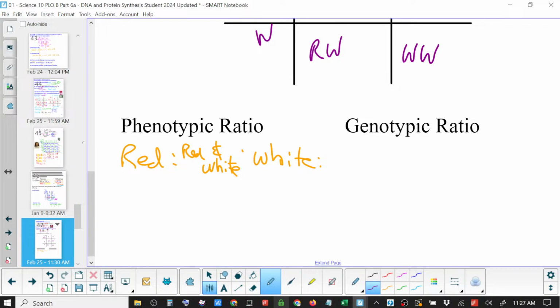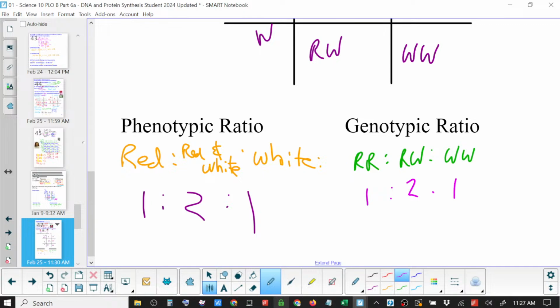Okay, what's the ratio? 1 and then 2. Yeah? 25, 25, 50, 25. What's the genotypic ratio? RR, RW, WW. And what's the ratio then? 1, 2, 1.